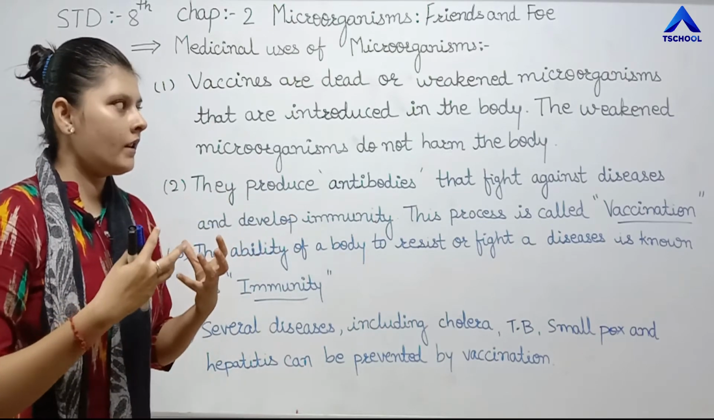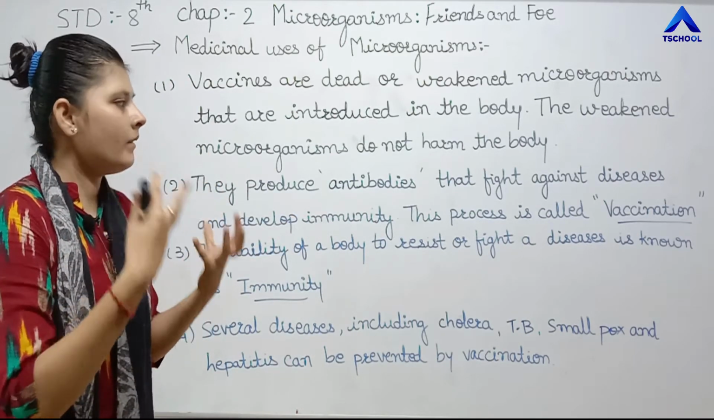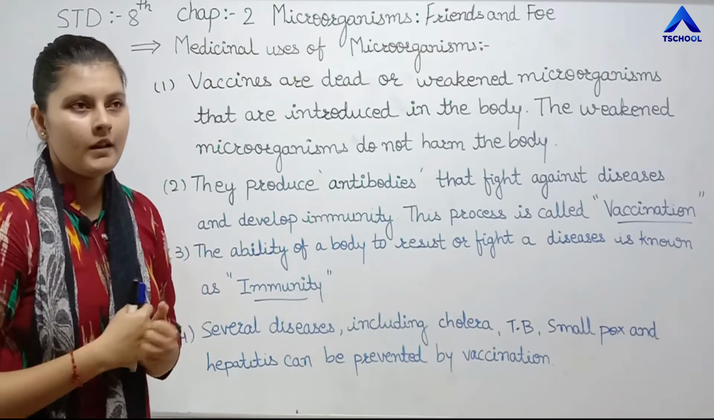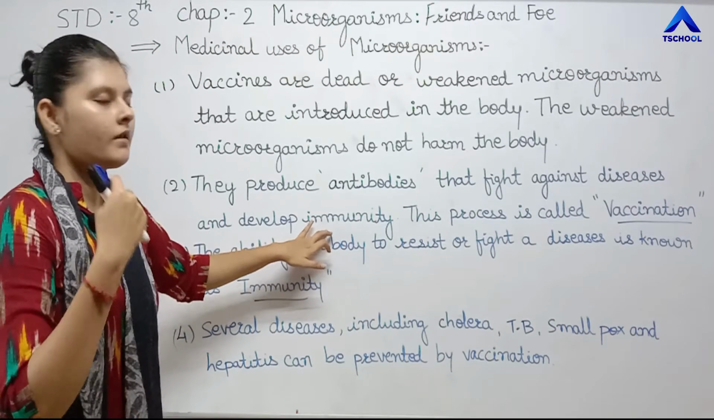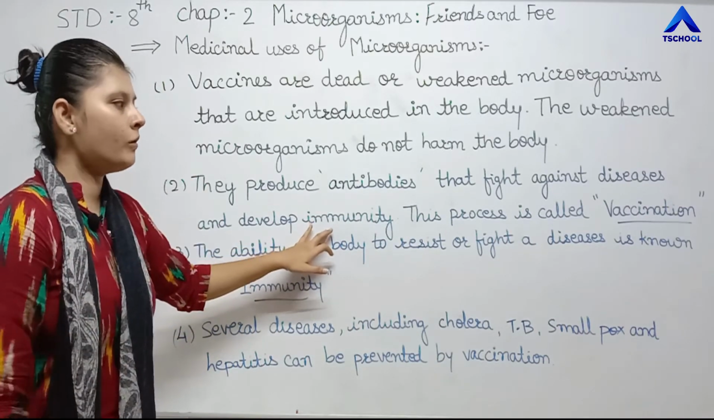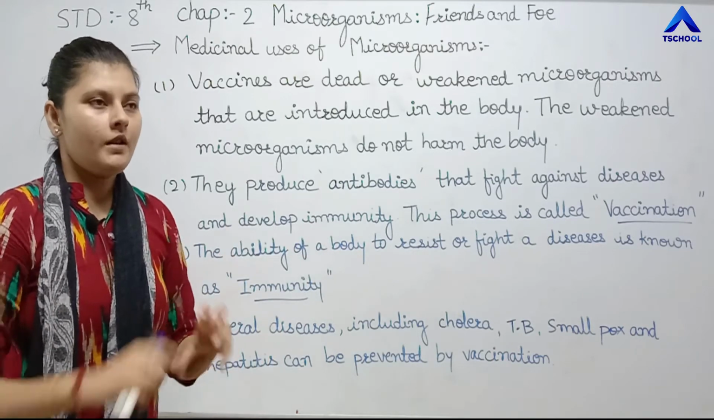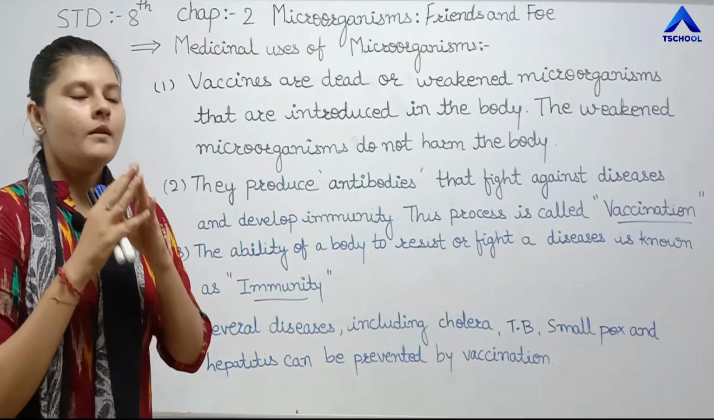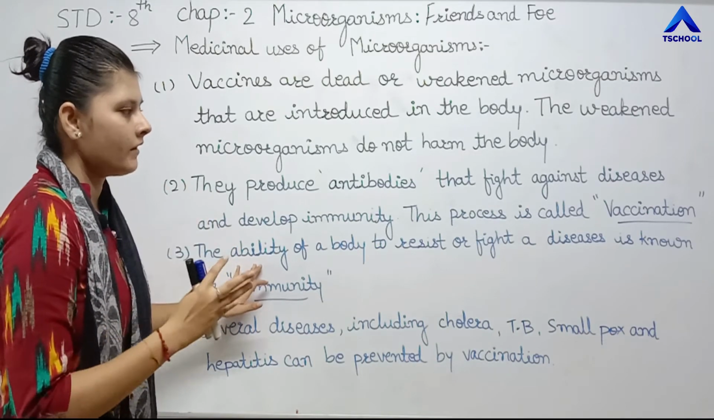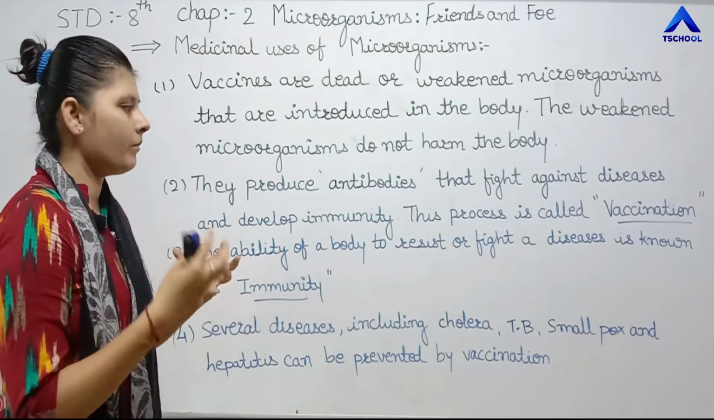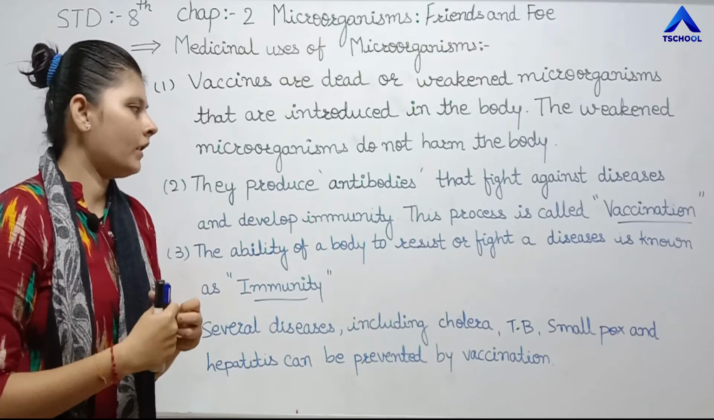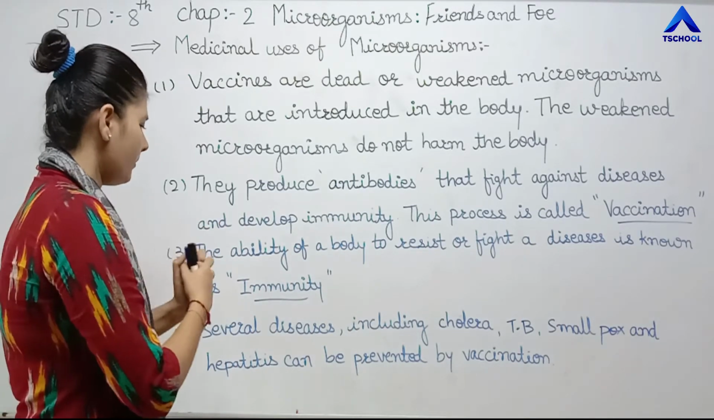अब ये क्या कर रहे हैं? वैक्सीन बॉडी में जाके एंटीबॉडीज प्रोड्यूस करने में हेल्प करती है, and then it is going to fight against the disease, and then it is going to develop a certain kind of immunity. This whole process is called vaccination. ये सारी प्रोसेस क्या कहते हैं? इसको वैक्सीनेशन बोलते हैं. The ability of the body to resist and fight a disease is known as immunity. मतलब बॉडी की नेचुरली डिसीज के साथ फाइट करने की जो क्वालिटी है, that is called immunity.